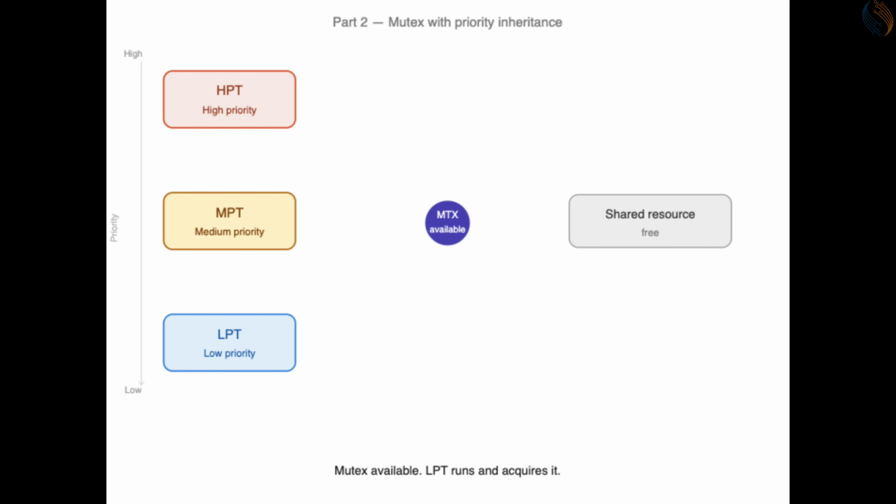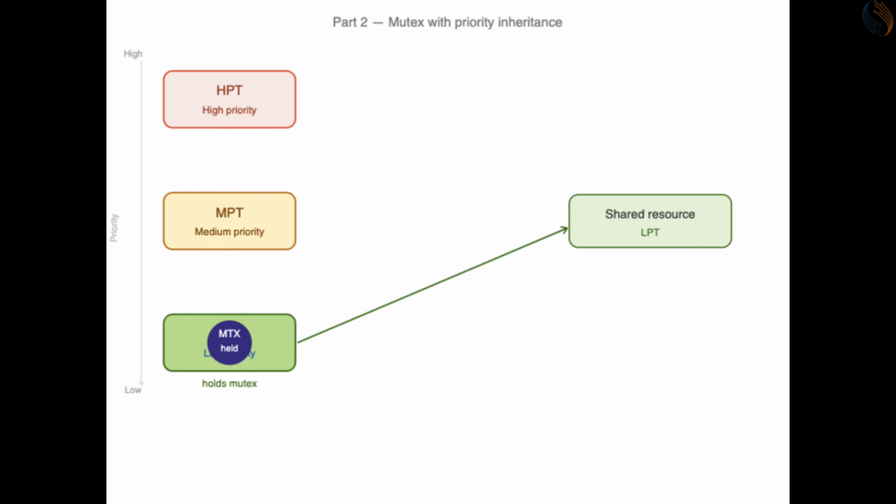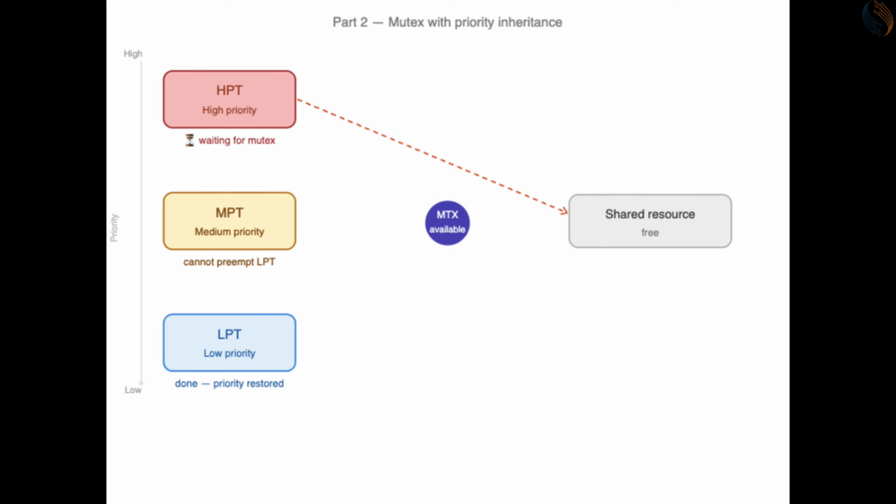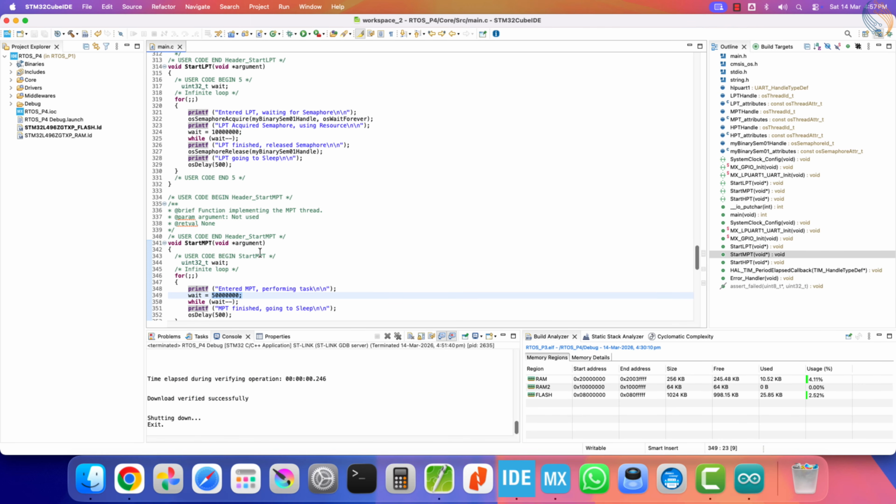Priority inversion can be solved by using a mutex instead of a binary semaphore. A mutex supports a feature called priority inheritance, where the priority of the task currently holding the mutex is temporarily raised to match the priority of the highest priority task waiting for it. This prevents lower or medium priority tasks from starving a high priority task that is waiting. We will cover mutexes and priority inheritance in detail in the next tutorial. For now, I hope the behavior of the binary semaphore is clear.